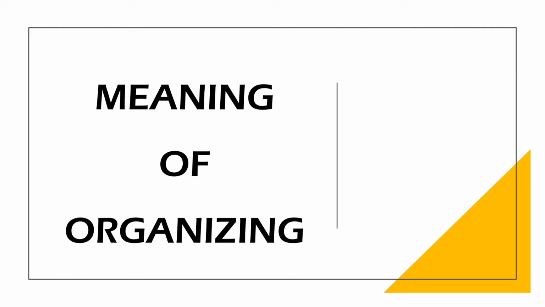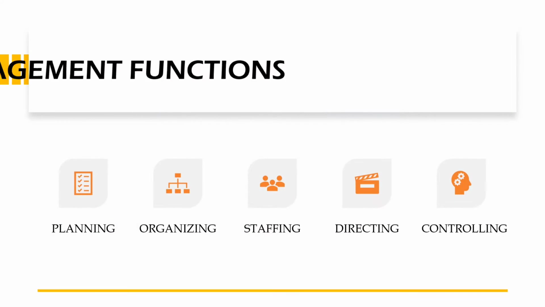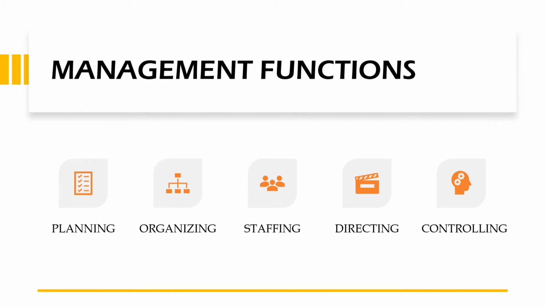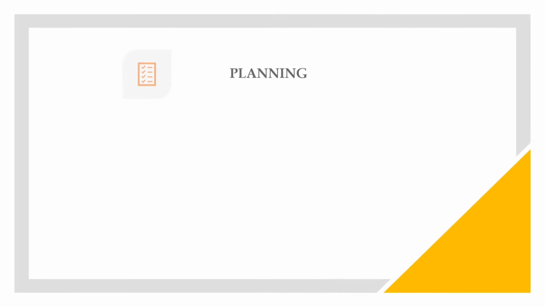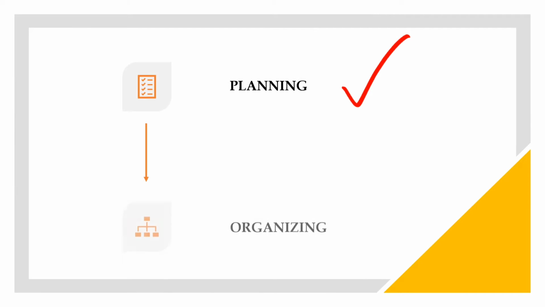Meaning of organizing. Like we mentioned earlier, organizing is the second key management function after planning. Once the general and specific objectives of the organization are determined and the plan to achieve them is prescribed, the next step is to organize the activities of the enterprise with a view to work the plan and to fulfill the organizational objectives.